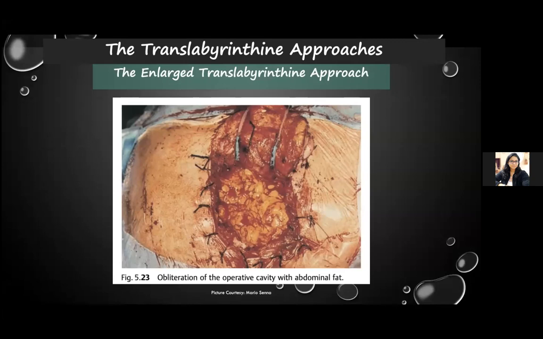Now while you're obliterating the cavity, some surgeons prefer the abdominal fat is placed in the aditus, and a few surgeons prefer they will open the aditus, remove the incus, and expose the facial recess, a little bit of posterior facial recess, and they will obliterate the eustachian tube. So that is also to prevent all kinds of CSF leak. Now this procedure is also used.